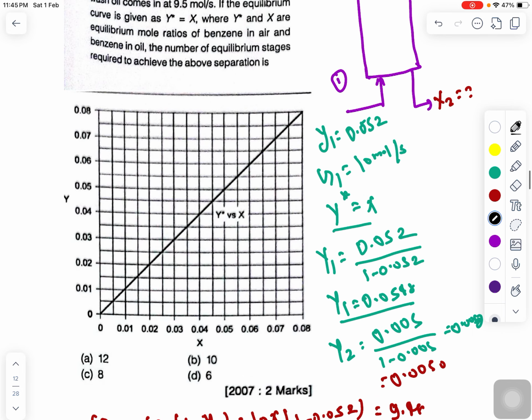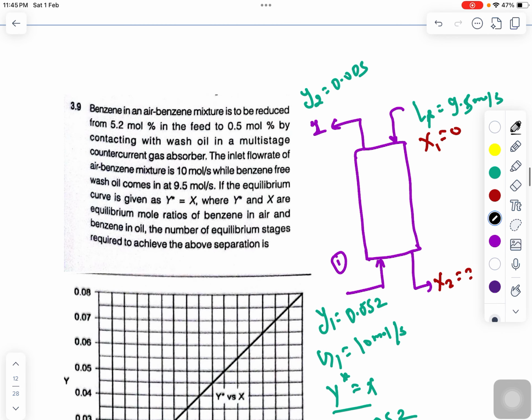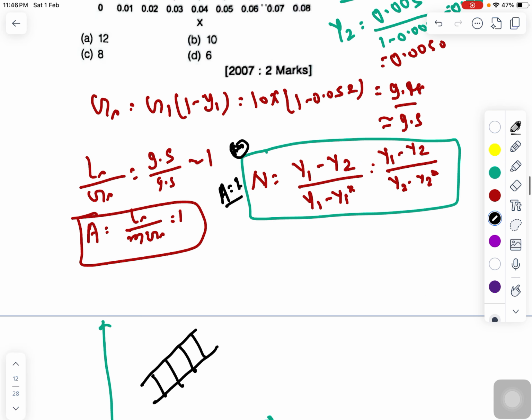Now you can see that x1 is equal to 0, sorry, this will be x2 and this will be x1. So x2 is 0 here, so what will happen, Y2 star will be equal to 0. So can I say that Y2 star will be 0? Why? Because the equilibrium relation is given as y star is equal to x.